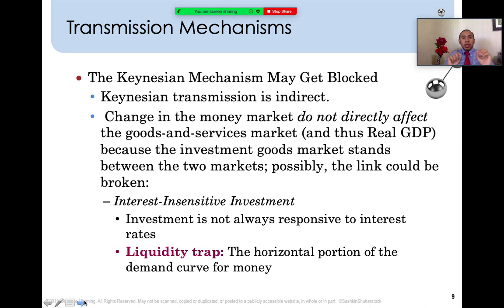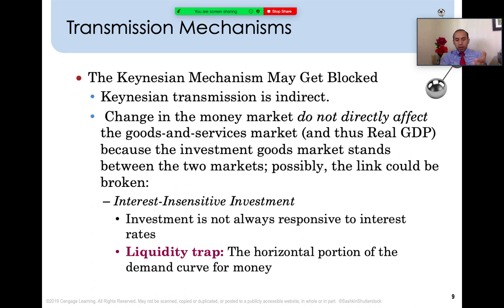It depends. It's possible. So that's a different view of how money supply may not always work. But for the most part, it does. The change in the money market may not directly affect the goods and services market because it first has to go through the investors and then to the market. So real GDP may or may not increase significantly because the investors in the goods and services market stand right in between, and possibly at that level with the investors, the link could be broken.